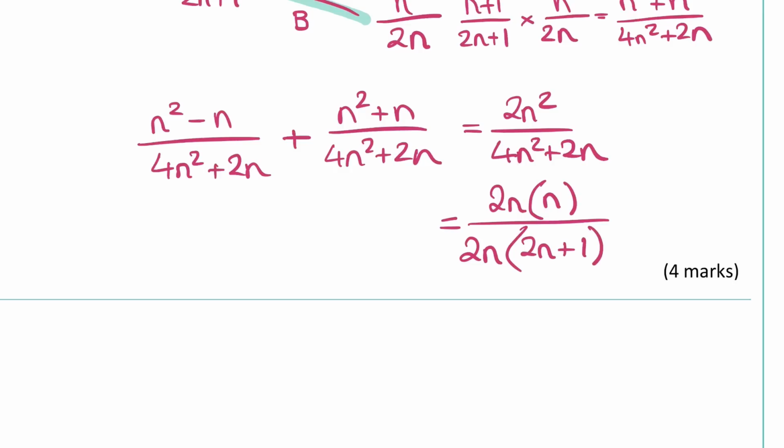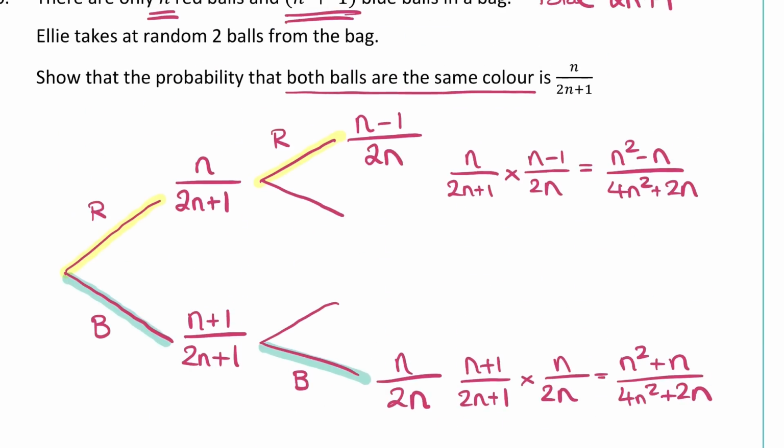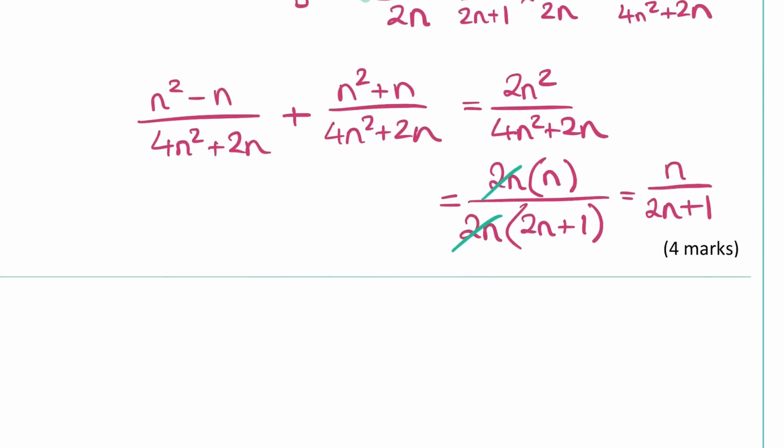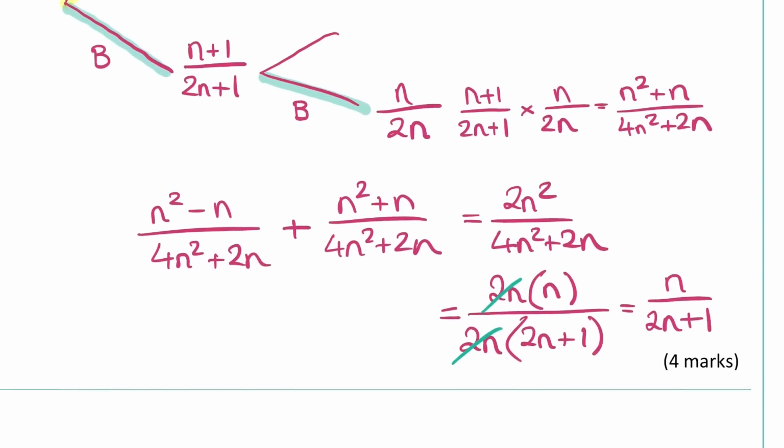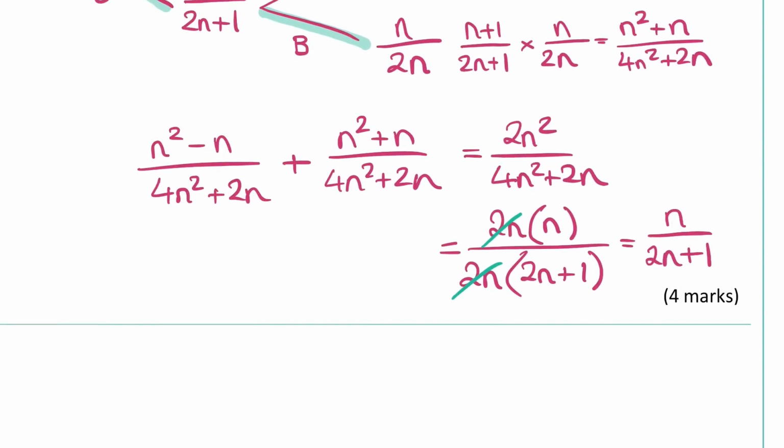We can now just cancel the 2n's top and bottom, and that leaves us with, and hopefully this matches, I've forgotten what it said, so let's have a look, n over 2n plus 1, which is exactly what they wanted, so that's good. It just says to show that, and we have shown that. We don't necessarily need a dotted line for that, we just show all of our proof and make sure that final piece that we write is what they've asked for. And there we go, on to our next one.